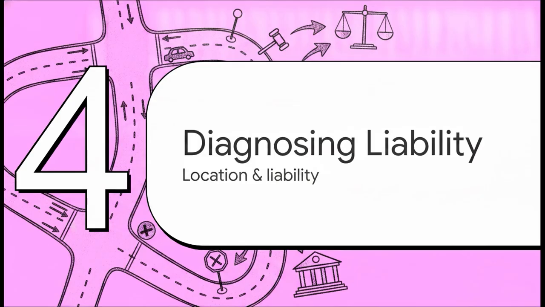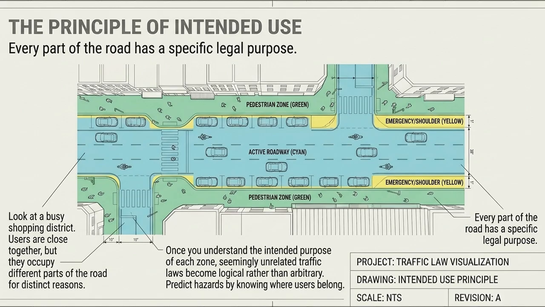This brings us to Section 4, diagnosing legal responsibilities, and how your location dictates your liability. This right here is the principle of intended use in action. Imagine looking down at a busy shopping district from above. Users are super close together, but they occupy different parts of the road for distinct reasons.